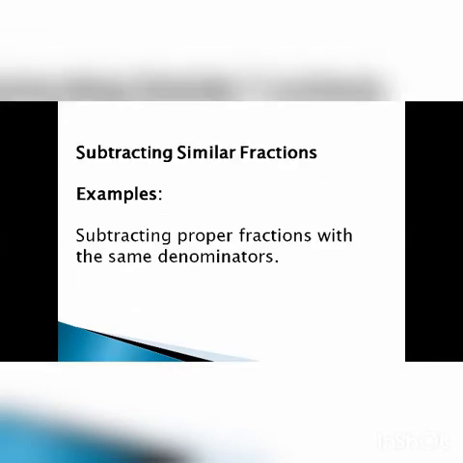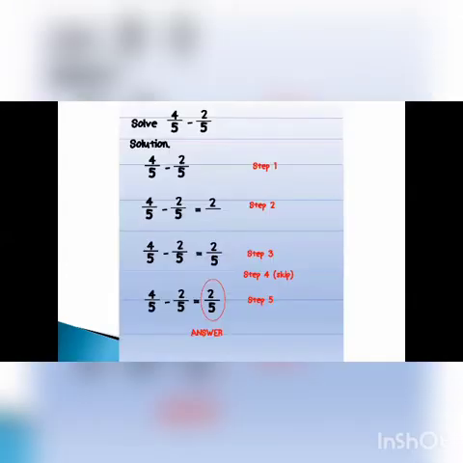Now, we will learn subtracting similar fractions or like fractions. First of all, we will learn how to subtract proper fractions with the same denominators. See the example. 4 by 5 minus 2 by 5. In step 1, we see the denominators are the same, and then we subtract 4 minus 2, that is 2. Then in step 3, as the denominators are the same, we write 5, and 4 minus 2 is equal to 2. So the answer will be 2 by 5.